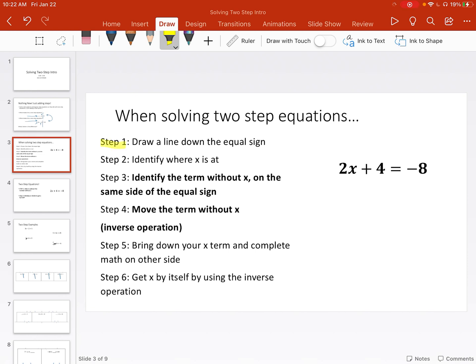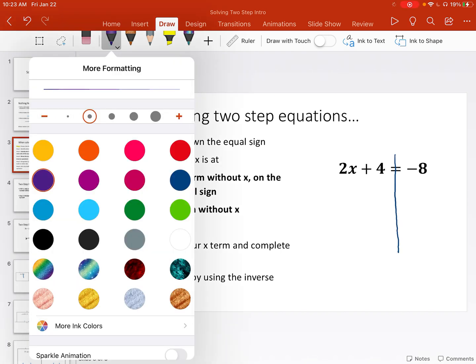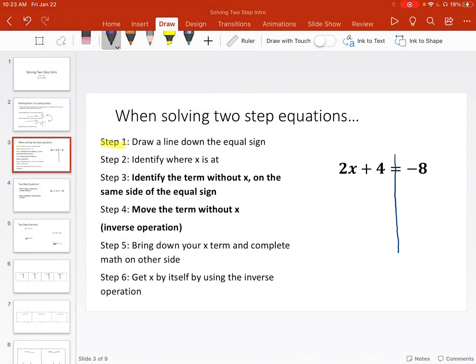So step one, draw a line down our equal sign. I'm going to go ahead and do that. Again, it is very important to organize your work as we do this. If you organize your work, you'll probably tend to make fewer mistakes. I see a lot of mistakes happen when students' work isn't organized and they forget what number they're moving or anything like that. The more organized you are, the less chance you have of making that mistake.